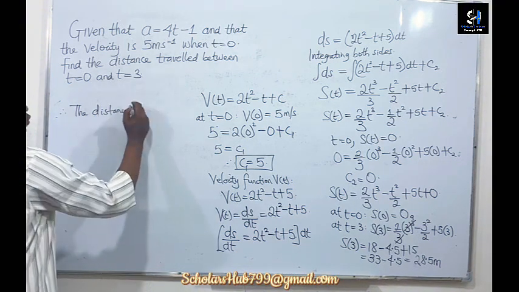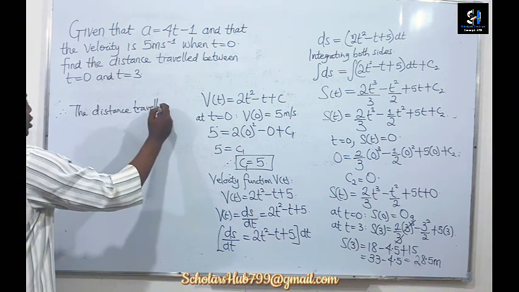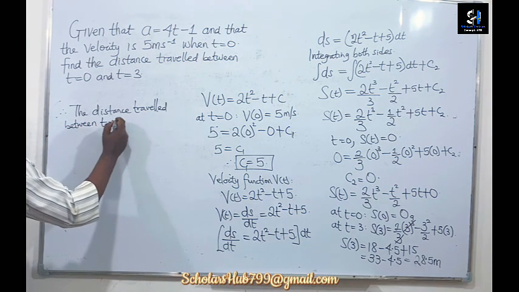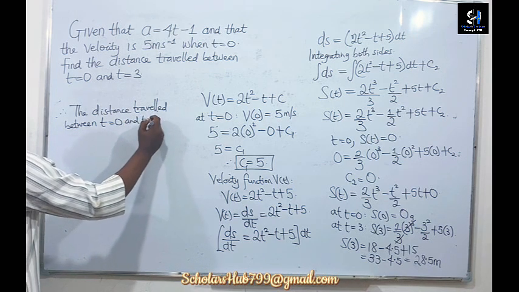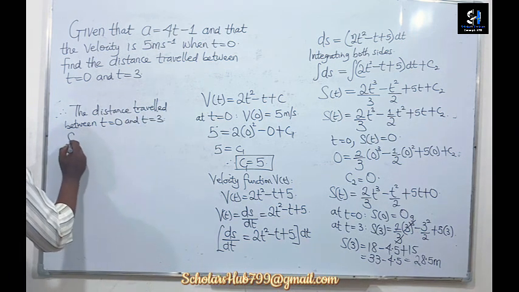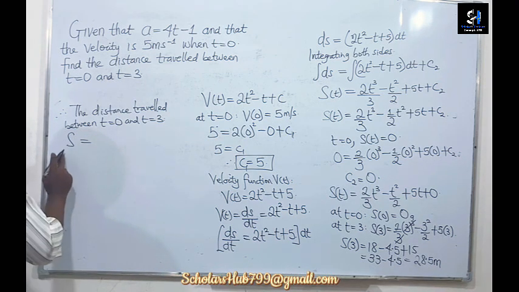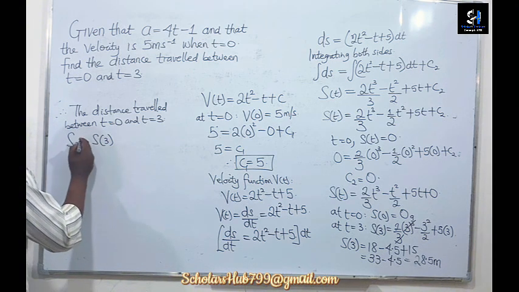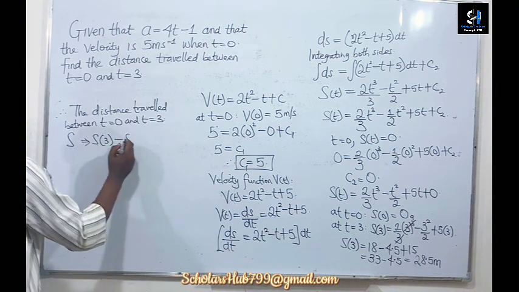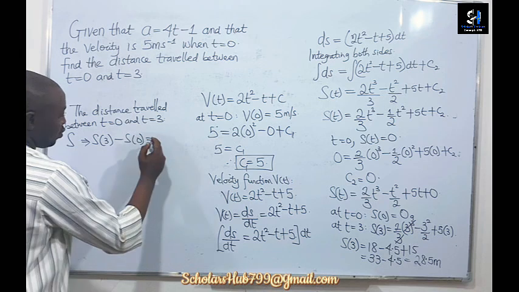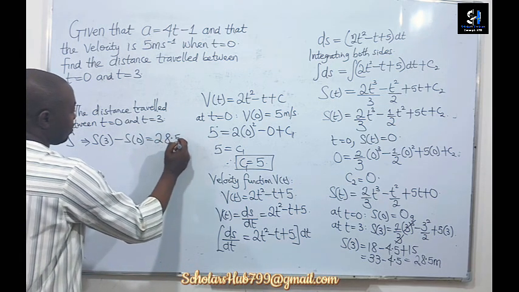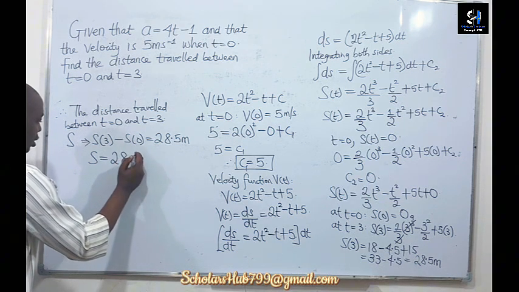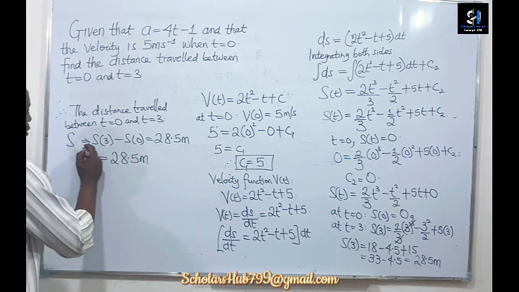So therefore, the distance traveled between t equals 0 and t equals 3, let's say that's s, and s equals s of 3 minus s of 0, which will be equal to 28.5 meters. So s is 28.5 meters.